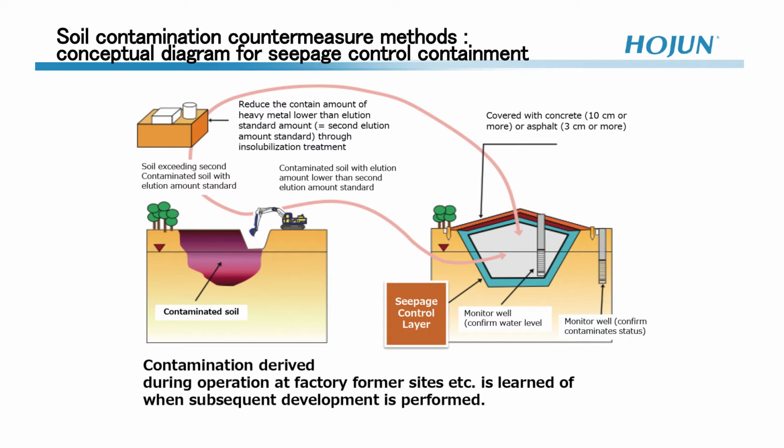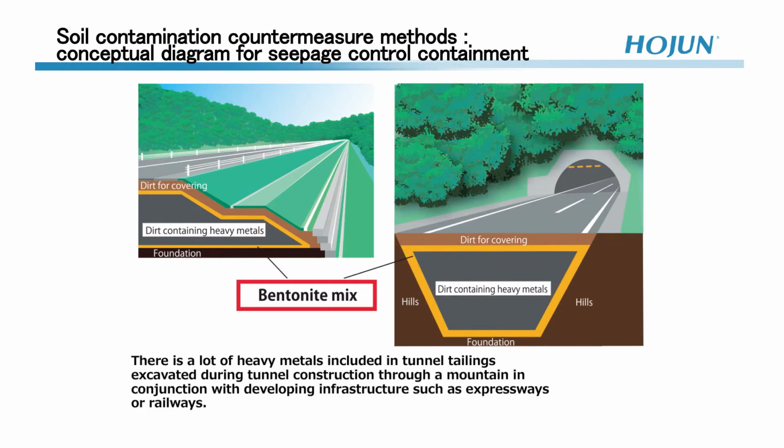There are cases when contamination derived during operation in the metropolitan area or at a former factory site is learned of when subsequent development is performed. Depending on the level of contamination, after insolubilization or other treatment, containment is achieved using a seepage control layer based on use of bentonite mix, etc.